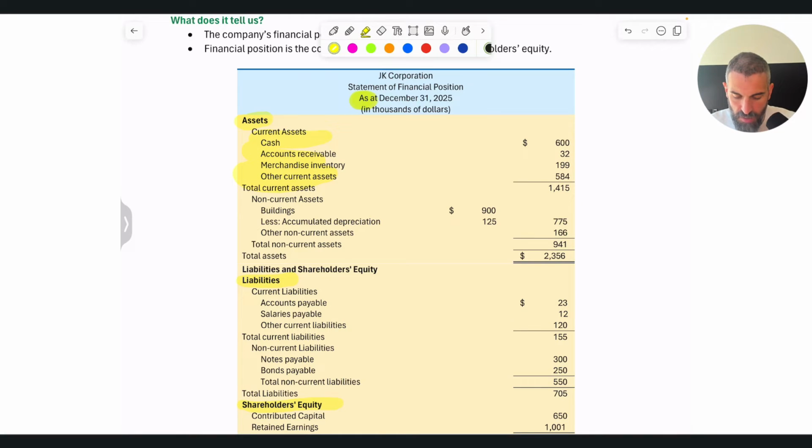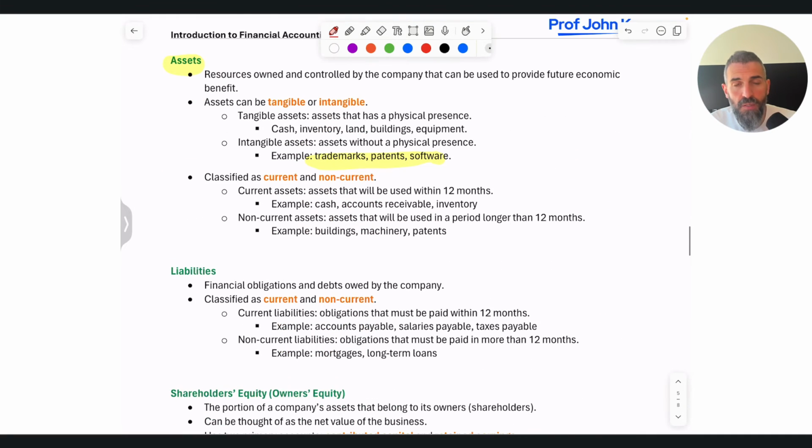And then on the statement, it kind of looks like this. You've got all your current assets first, shows everything you own here, and then the non-current. And then when you put them all together, you have the company's total assets. So in this case, it'd be just over 2 million, 2.3 million. Remember, it's in thousands of dollars.